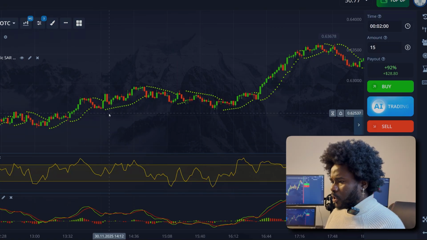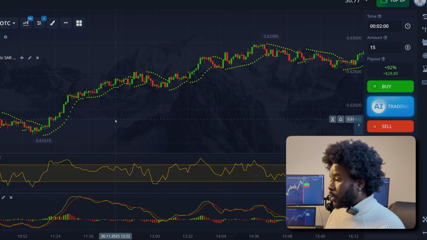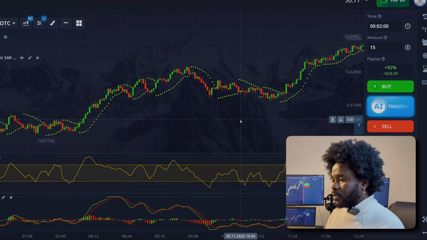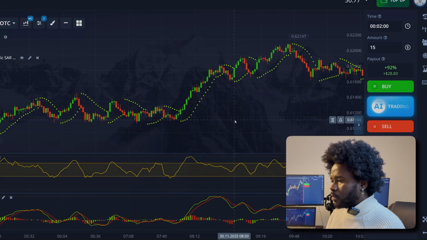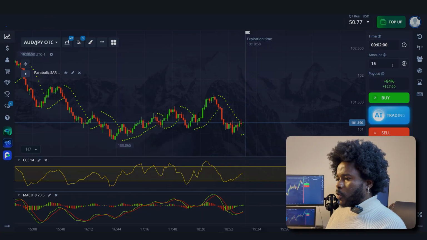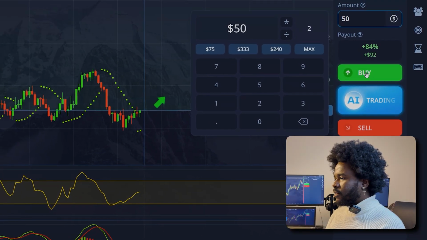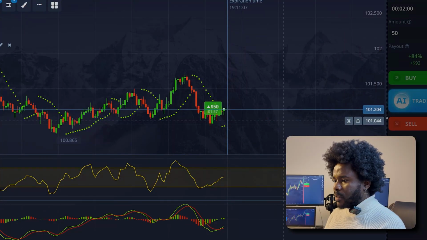Together, this combination allows you to enter the direction of the move at the moment momentum appears, with confirmation of its trades. Let's begin. Today my trade duration is 2 minutes. I open the first trade upward for $50. I expect price growth. Look at the indicators immediately.